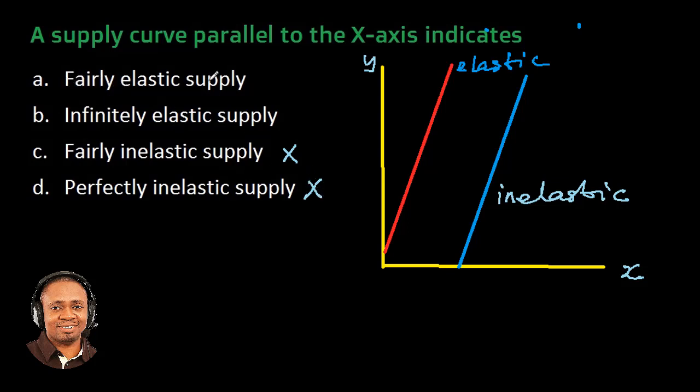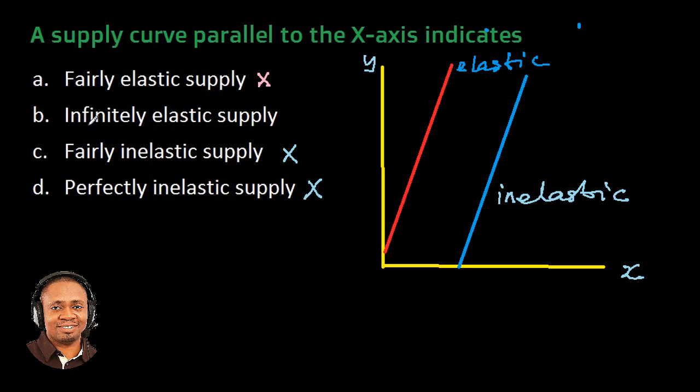So fairly elastic means that there's a huge change in the price, but it just causes a minor change in the quantity supplied. So it means that the slope is going to be steep, almost like this. And this is not parallel to the x-axis. So this is wrong.